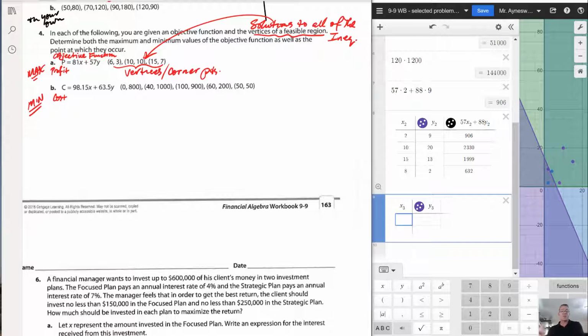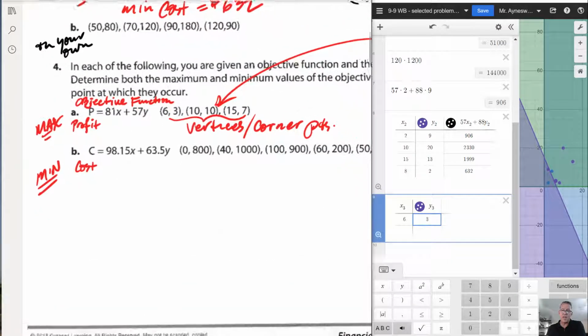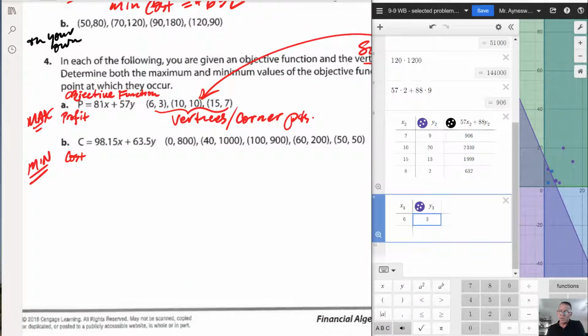You substitute them into your profit function and maximize it. Then you substitute the other vertices into your cost function and minimize it. That's what you do. So let's put in the points first. 6, 3. I'm obviously working on part A here. Then the next one is 10, 10. I'm using my digital keyboard here. And my next one is 15, 7.